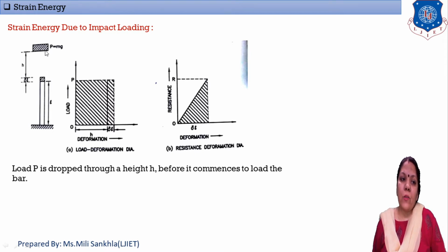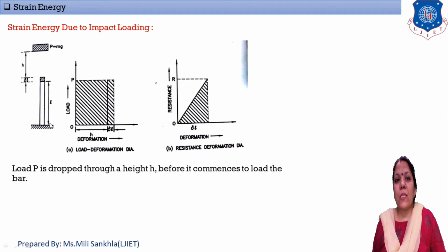In this first figure, we can see that this load P falls on this given bar at height h. This h means the load acts as an impact load, because the given load P is applied on the bar at a given height. If height is given in the data, that means this is simply the case of impact load. Because of this impact load, the bar deforms, and this deformation is delta L.